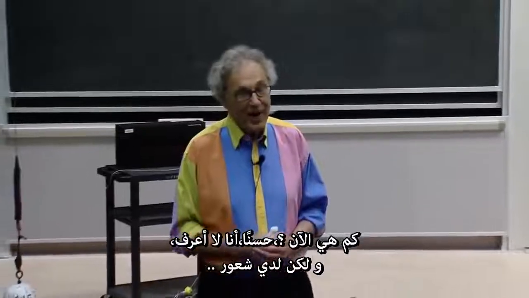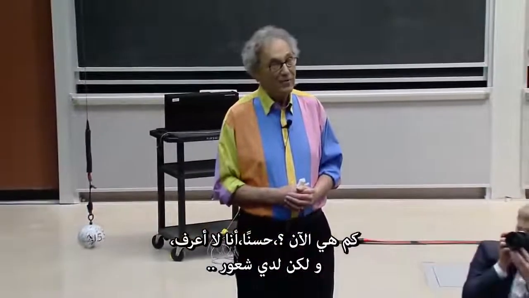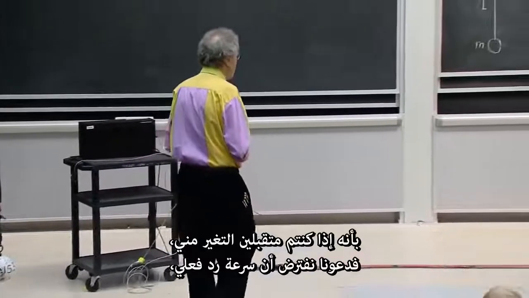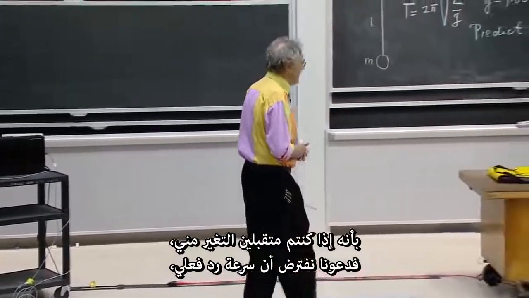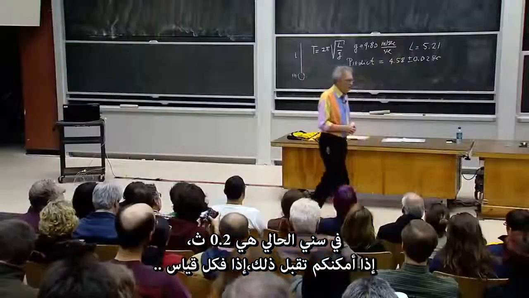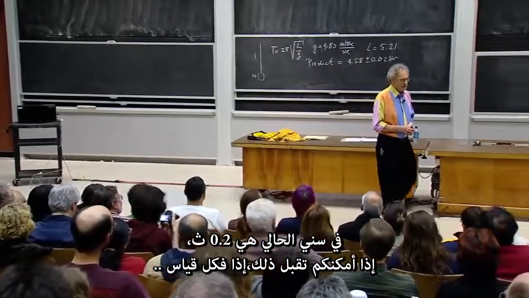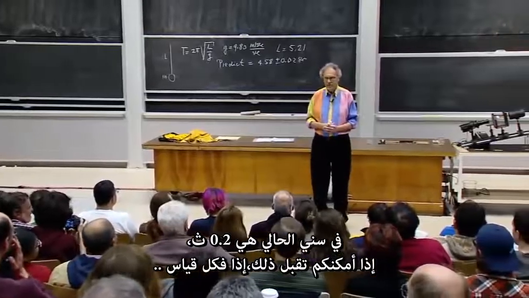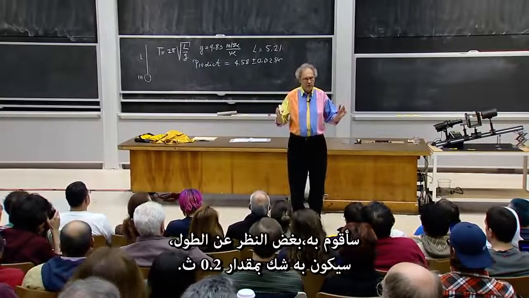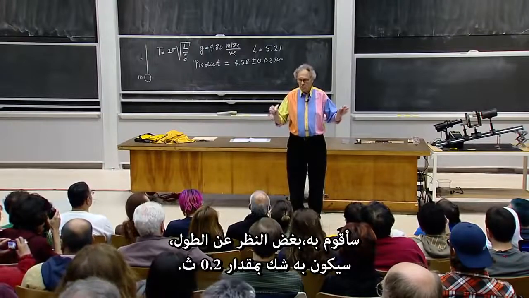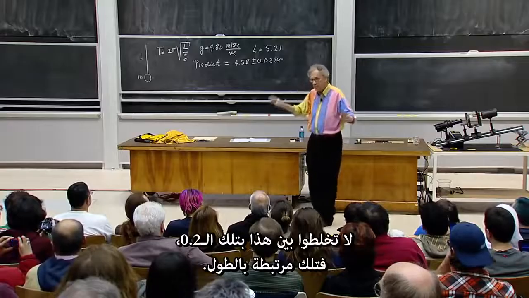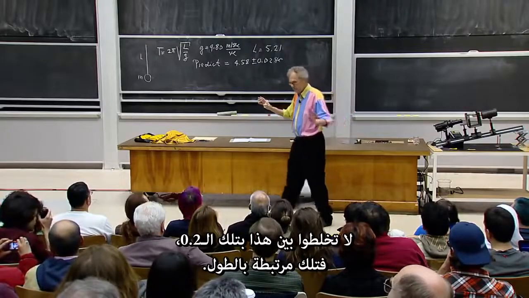What is it? Well, I do not know, but I have a feeling that if you want to be kind to me for a change, let us assume that my reaction time at age 75 is now 0.2 of a second. So if you can live with that, then every measurement that I make, no matter how long it is, is uncertain to 0.2 of a second. Do not confuse that with that 0.02. That has to do with the length. All right.